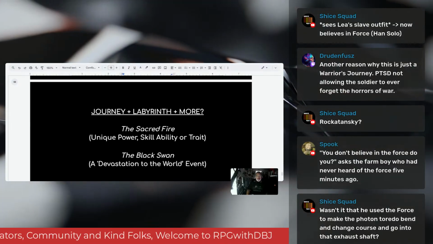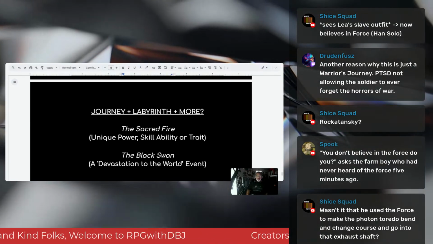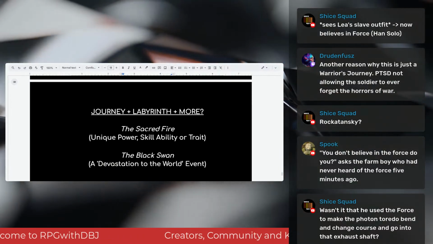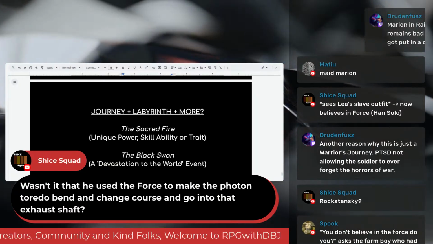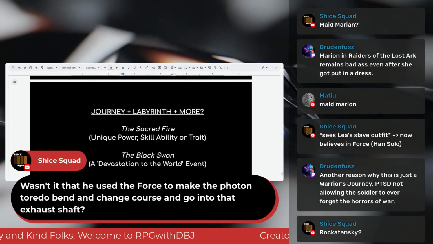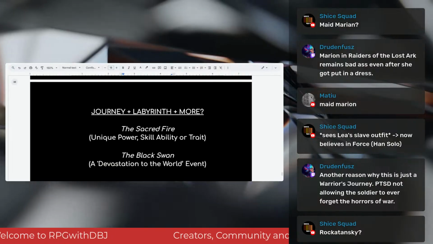Weird. Wasn't it that he used the Force to make the photon torpedo bend and change course and go into that exhaust shaft? I don't think they ever explained it. I always thought that's how they flew.